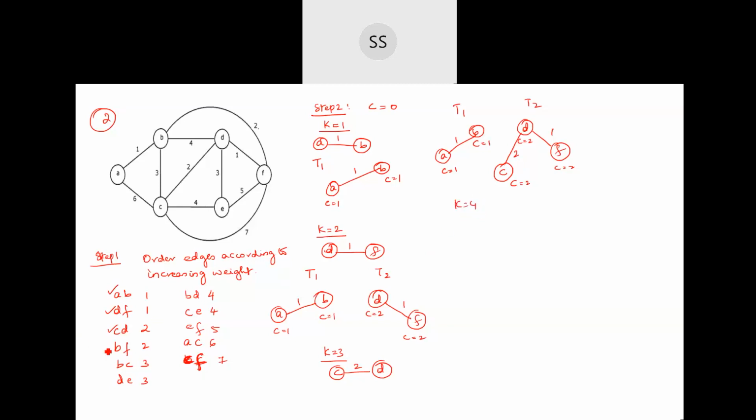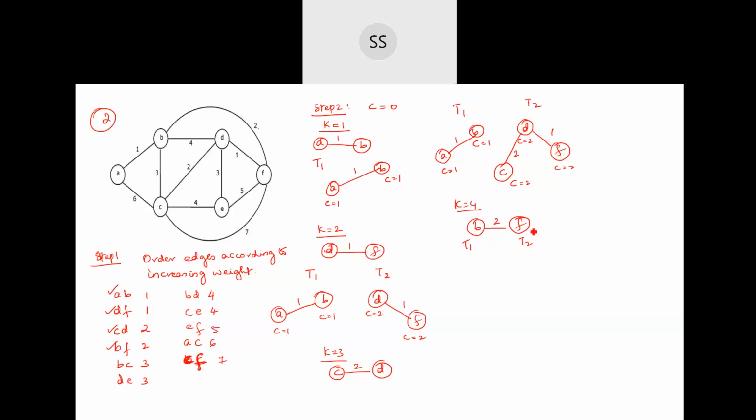We are going to take the next edge, that is BF. What is the value of BF? It is said to be 2. Now we will check whether B belongs to any tree. So B is belonging to T1 and F belongs to T2. So T1 and T2 are different trees, so we can combine the trees.